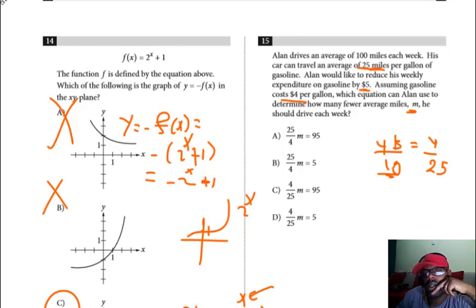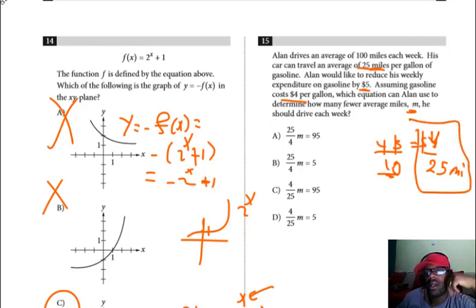So the dollar unit is still there, it hasn't changed. So we're given here $4 per gallon, and the gallon units cancel out, so we have $4 per mile. So total cost is this, per mile. Which equation can Alan use to determine how many fewer average miles? So it's talking about miles he should drive each week in order to reduce.